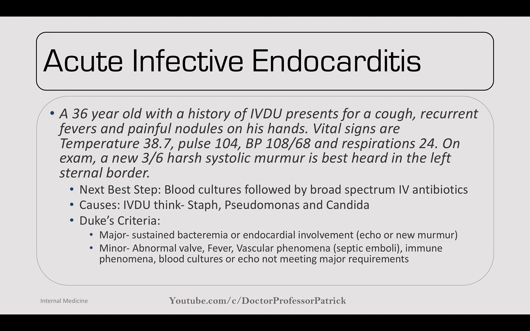And then in order to diagnose infective endocarditis, you can use Duke's criteria. So the major criteria are sustained bacteremia or endocardial involvement, either by an echo or evidence of a new murmur.